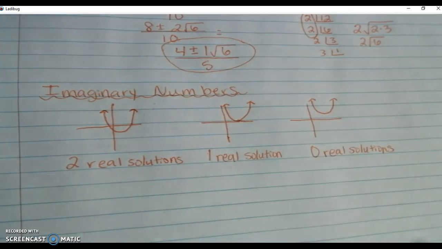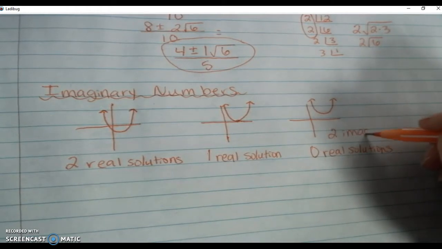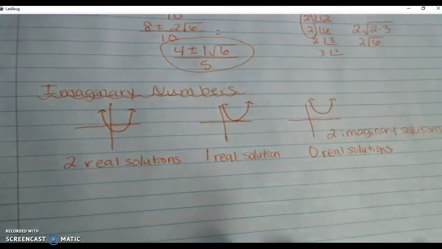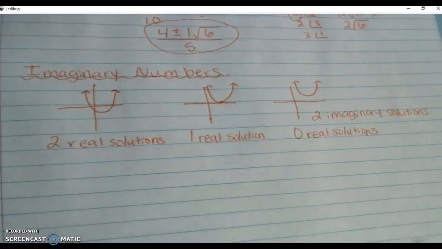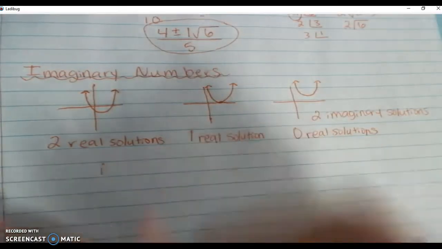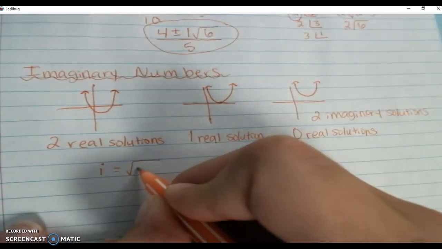But you might say, well, you literally just said it has to have 2. So it does have 2. They just aren't real. They are called imaginary. So it has 2 imaginary solutions. So an imaginary number is an i, and i equals the square root of -1.